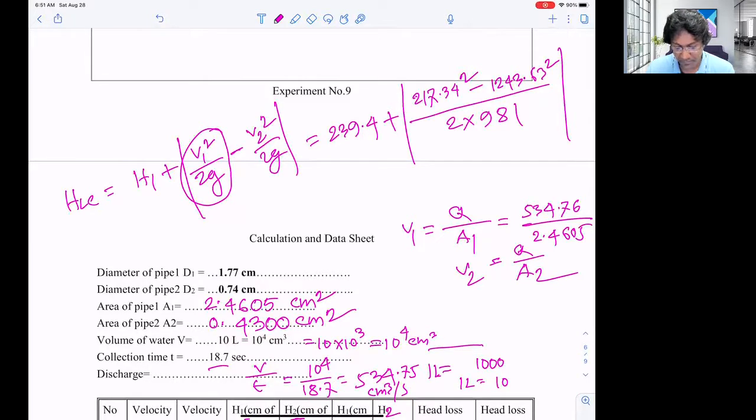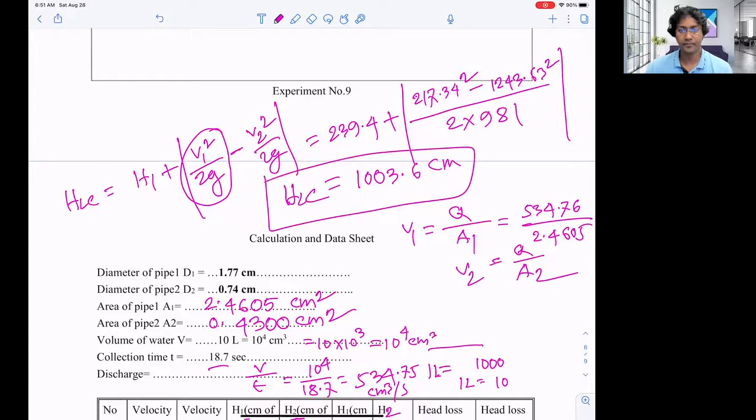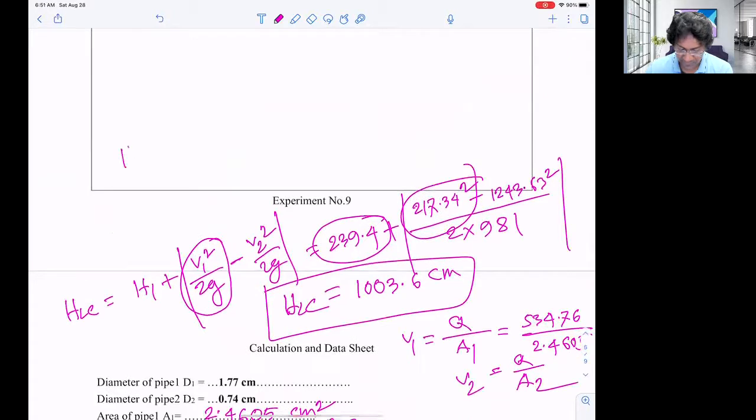Okay, so you are getting a very big number, plus 239.4. See, we are getting that much, 100363 centimeter, right? But that is not true. I think we have an erroneous reading here. That is not correct. So that's why we don't need to even consider that part. We'll calculate only based on that.